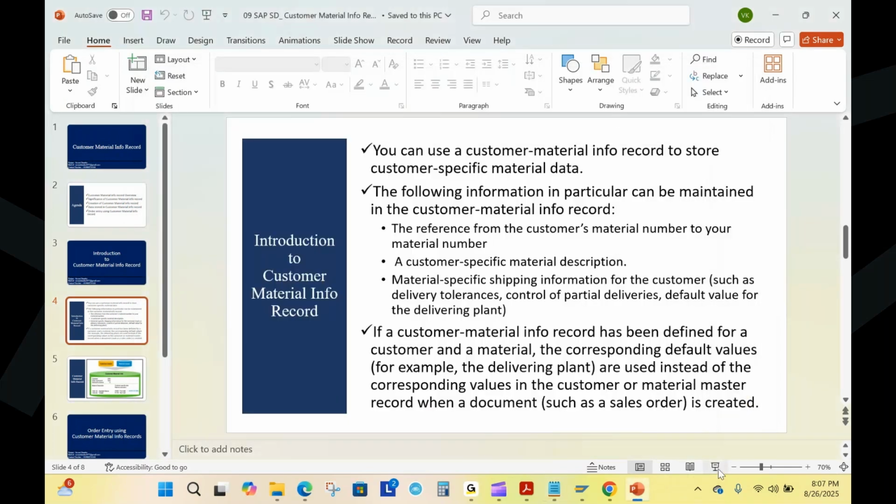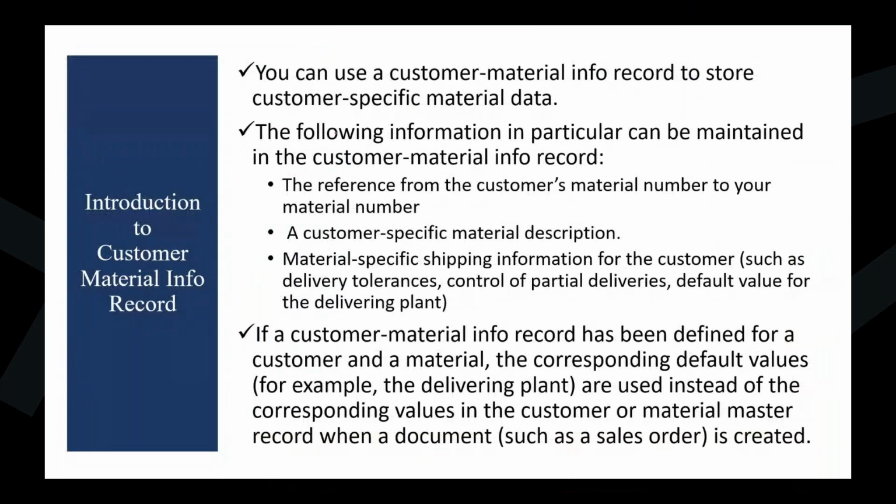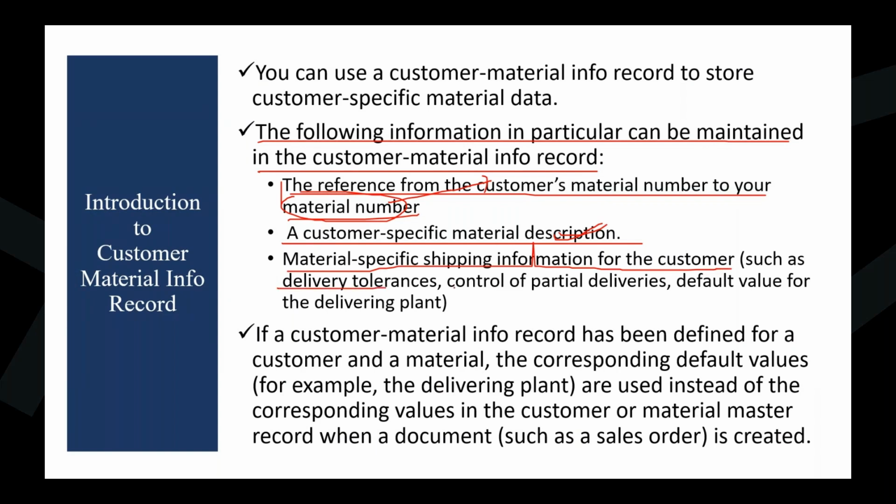Now, the following information in particular can be maintained in the customer material info record. One is the reference from the customer material number to your material number, that is what I just explained. Our material number is linked with the customer material number. And a customer-specific material description. The description also may slightly change at the customer organization, so that also you will maintain. And also material-specific shipping information for the customer, like delivery tolerances, control of partial deliveries, default value for delivering plant.